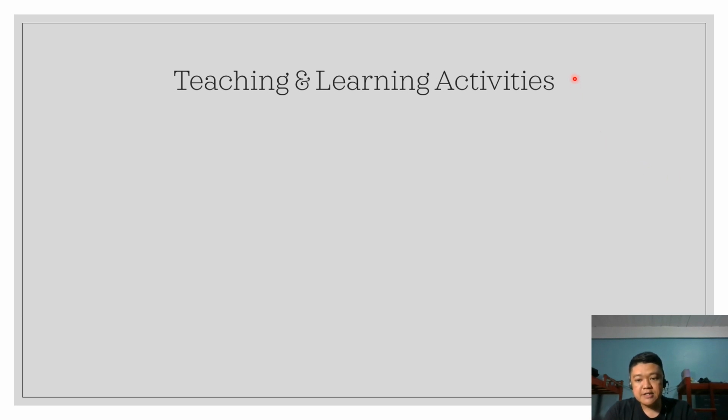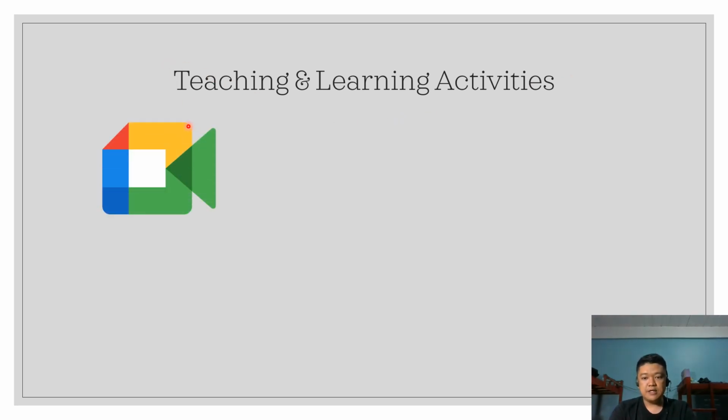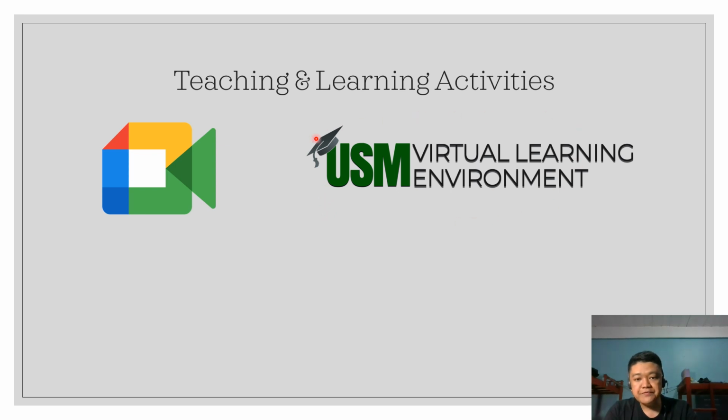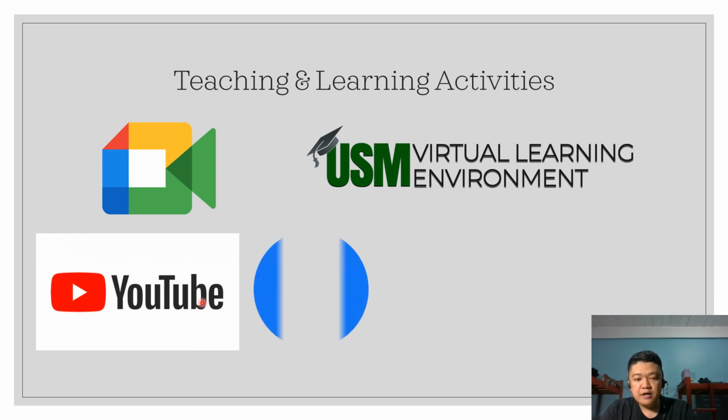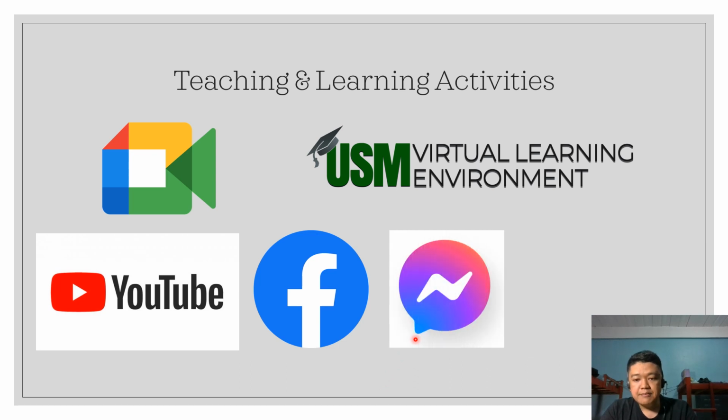So what are the teaching and learning activities in this course? There are a number of teaching and learning activities that we can use for us to be able to conduct our lecture in this course. The first one that we are going to use is the Google Meet. Again, Google Meet is an example of a synchronous type of learning. We also have our official learning management system, the USM VLE 4.0. The VLE stands for Virtual Learning Environment. The next one is YouTube. We are also going to use Facebook Messenger, and we also have our Google Classroom.